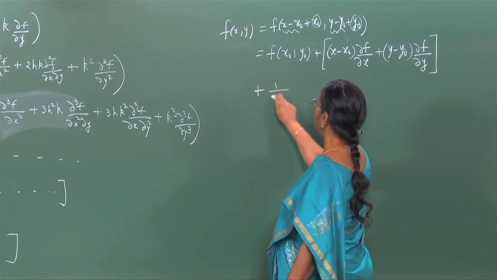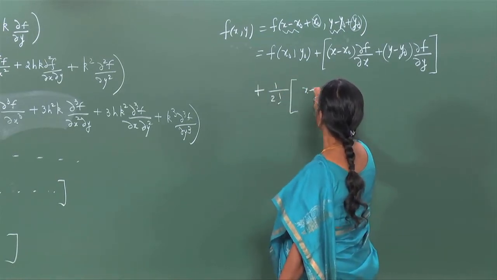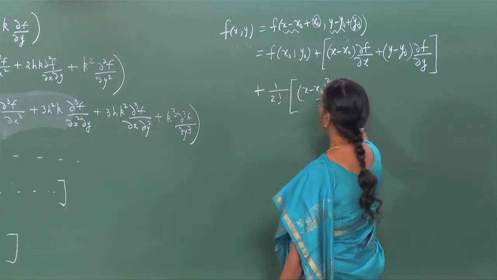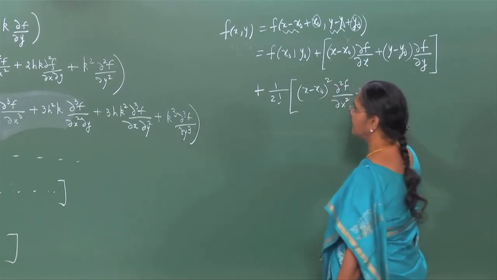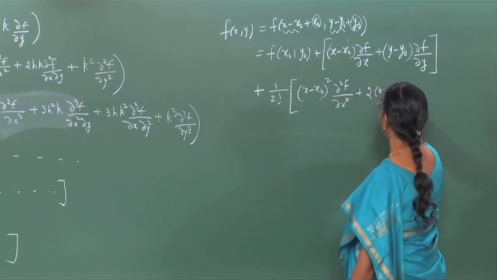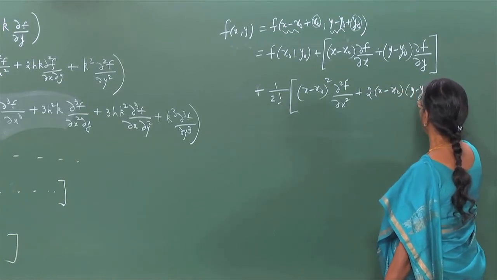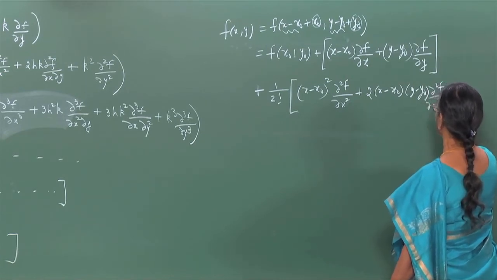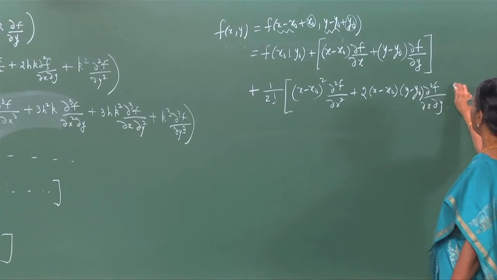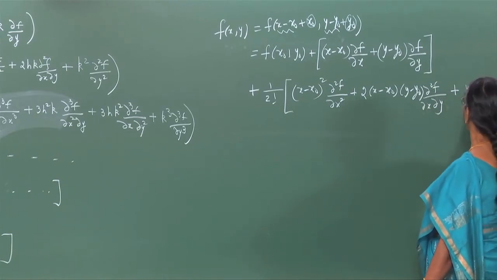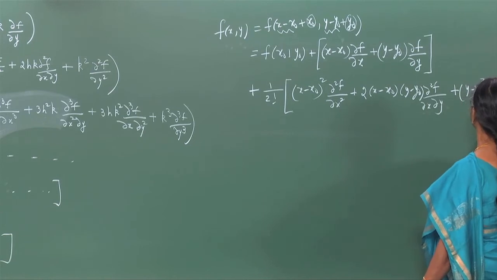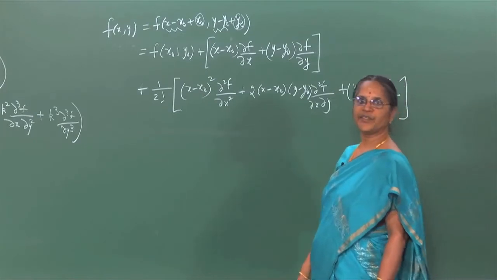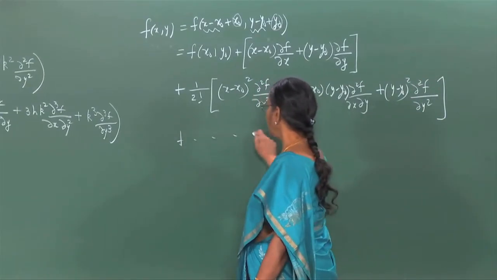What will be the next term? 1 by 2 factorial into h square, which corresponds to the square of x minus x naught into f with respect to x twice, plus 2 h, which is x minus x naught, k, which is y minus y naught, into the second order derivative with respect to x and with respect to y once, and then y minus y naught the whole square into the second order derivative of f with respect to y twice. That will constitute the terms involving second order derivatives and so on.